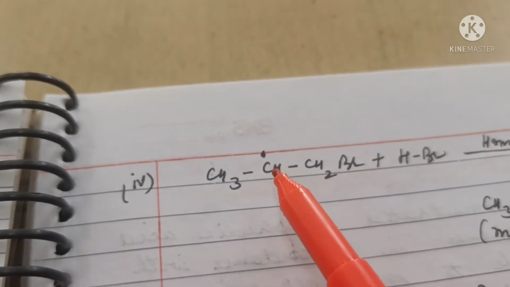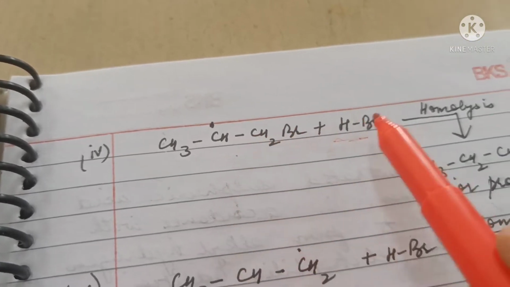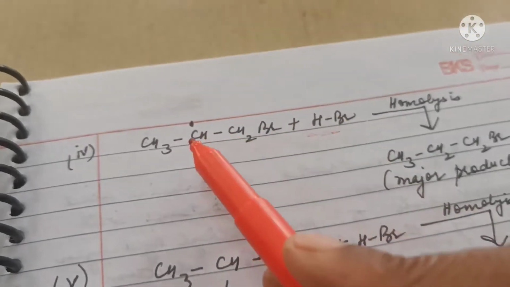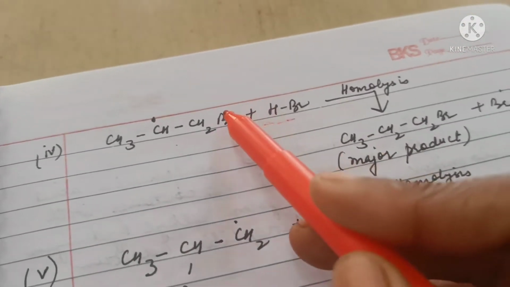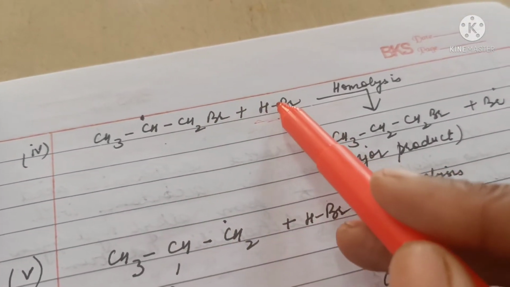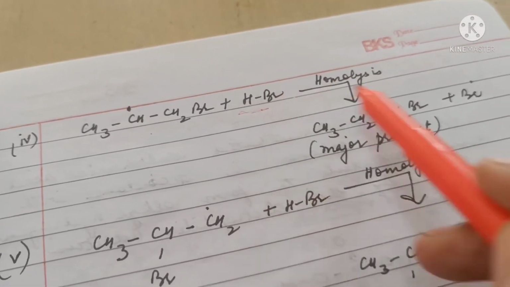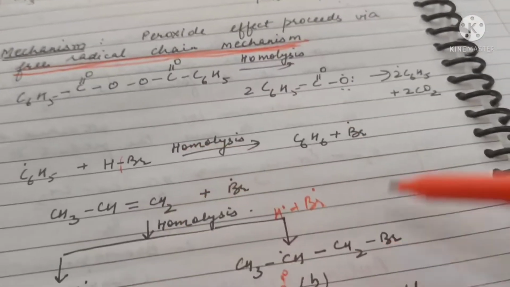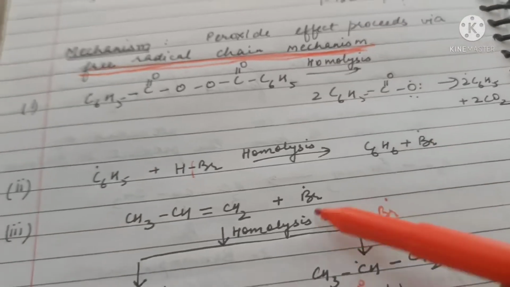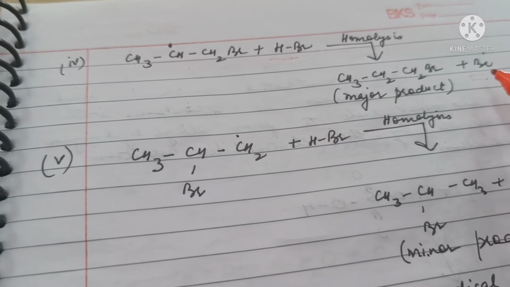And in the next step, this secondary free radical will combine with another HBr molecule and take the H to form CH3, CH2, CH2Br, major product. And the Br with one electron, because this bond is again broken homolytically, another free radical is generated. So this reaction keeps on repeating. Once Br is formed, it will react and again produce another Br free radical.